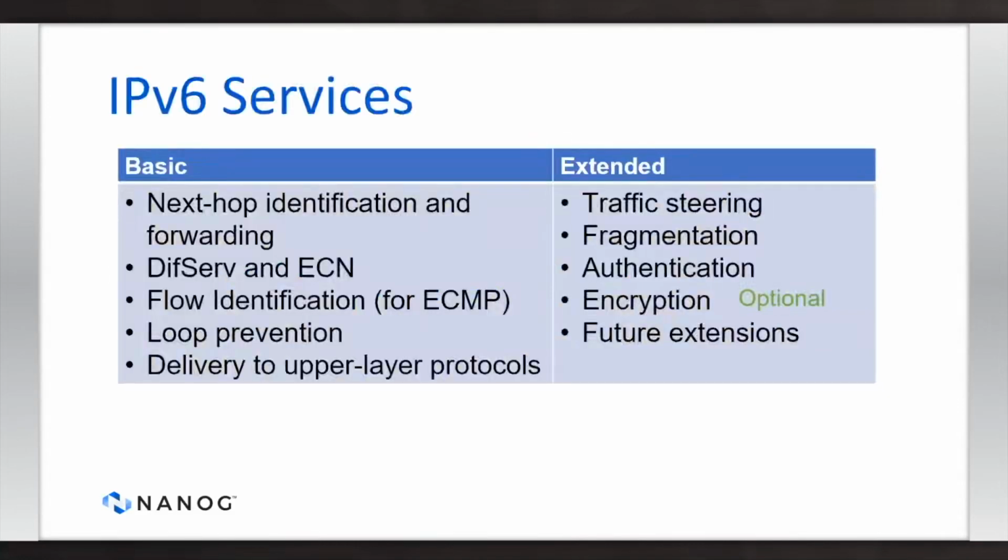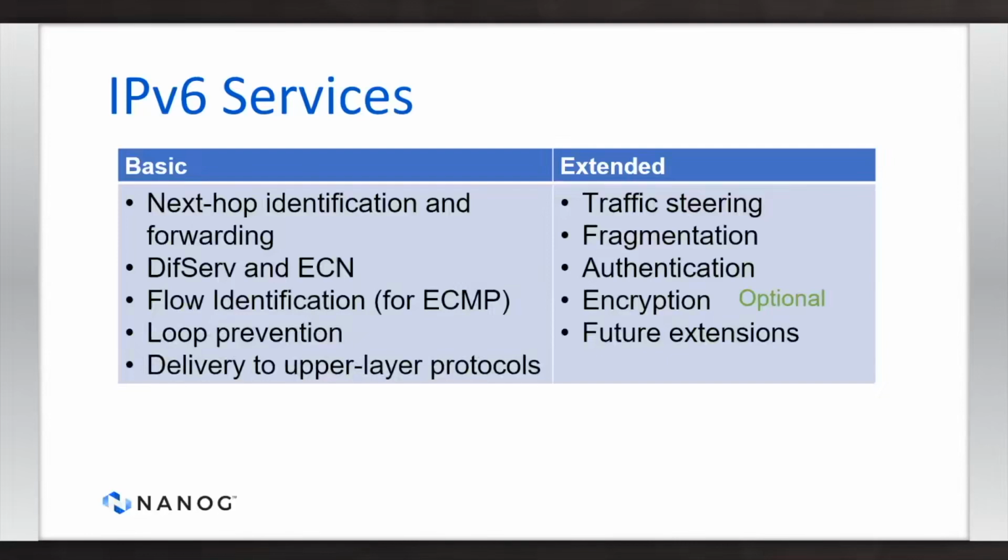Well, a protocol, like any other protocol, provides services. And in IPv6, we can talk about basic services and extended services. The basic ones are next hop identification and forwarding. Get a packet, look at it, decide where to send it. Diff serve and echo. Once you've found the interface you want to send it on, what queue do you want to put it in? Echo, do you want to have any kind of explicit congestion notification? Flow identification, important for equal cost multipath. We'll talk about that later.